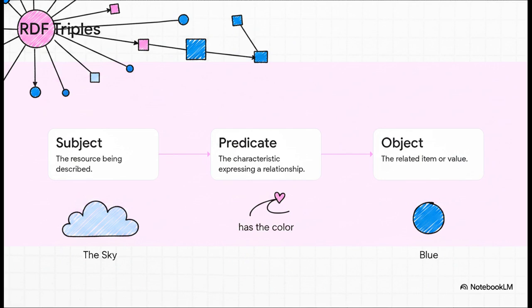It's actually pretty elegant. You have a subject, let's say the sky, a predicate expressing the relationship, like has the color, and an object, blue. This simple three-part structure suddenly gave computers the ability to read actual facts instead of just dumb strings of letters.